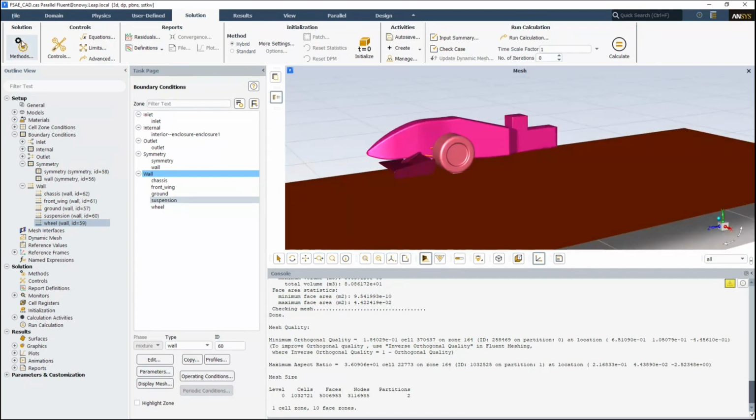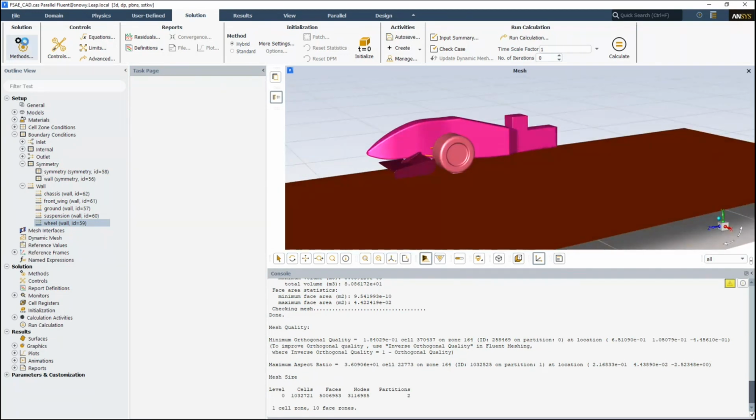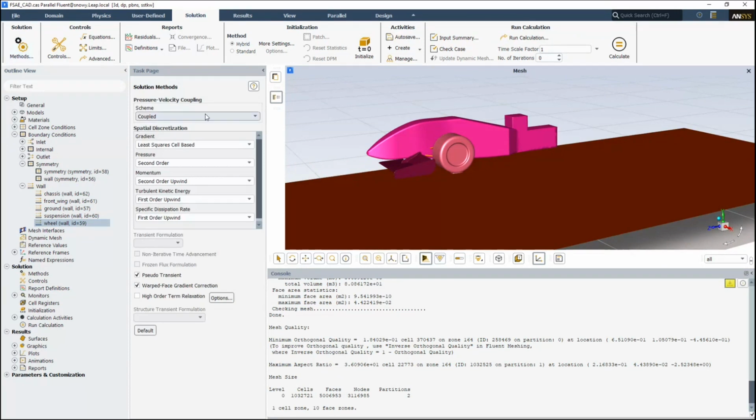Now in our solution, we're going to look first at our solution methods. So we've got our pressure velocity coupling scheme. In this case, we're using coupled, that's default. And basically that just means we're solving our X, Y, Z velocities in each cell all at the same time. So we're coupling our mass and momentum.